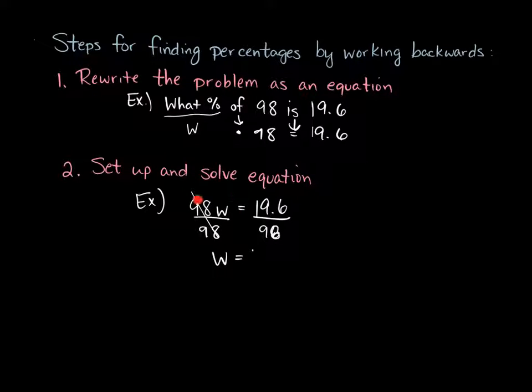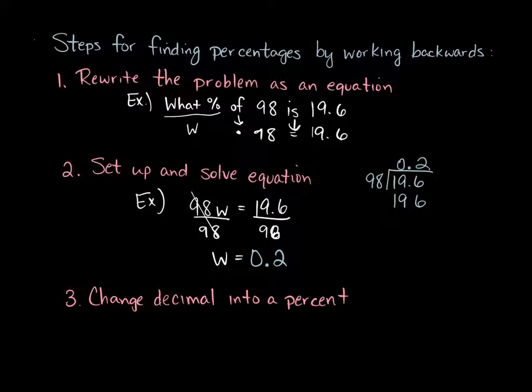We have 98W equals 19.6, and to get W by itself, or isolate the variable, you divide both sides by 98. 98 divided by 98 is just 1, and 1 times W is W, and then we'll have to do this work off to the side. 98 goes into 19 0 times, but 98 goes into 196 2 times. 98 times 2 is 196, so that's our answer to our equation.